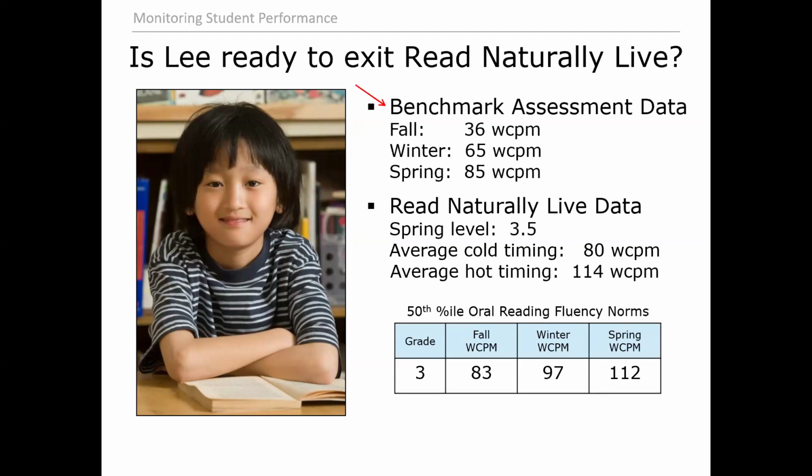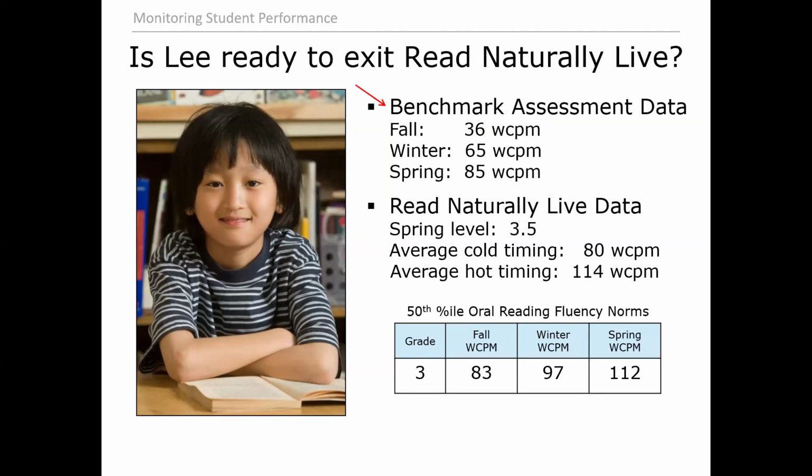So in the fall, Lee read 36 words correct per minute. That put him probably a little below the 10th percentile, and that's why he was in your intervention group. Now let's say it's May of this school year, and on the formal assessment, he read 85 words correct per minute. He's made a lot of progress. He is no longer in the 10th percentile. He is climbing up. Has he climbed up enough to get out?